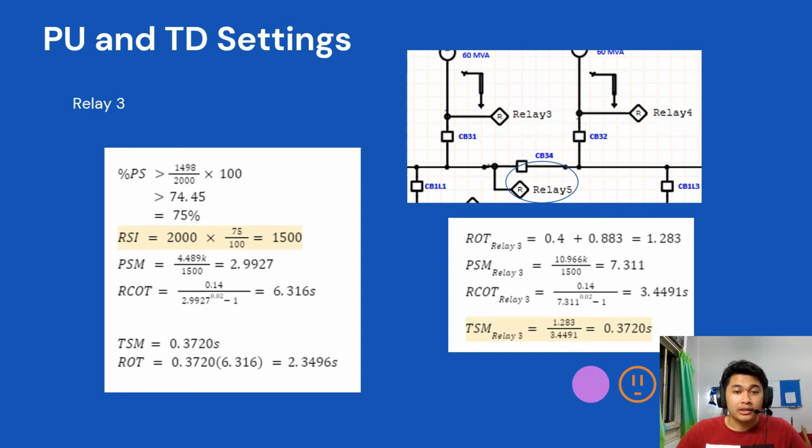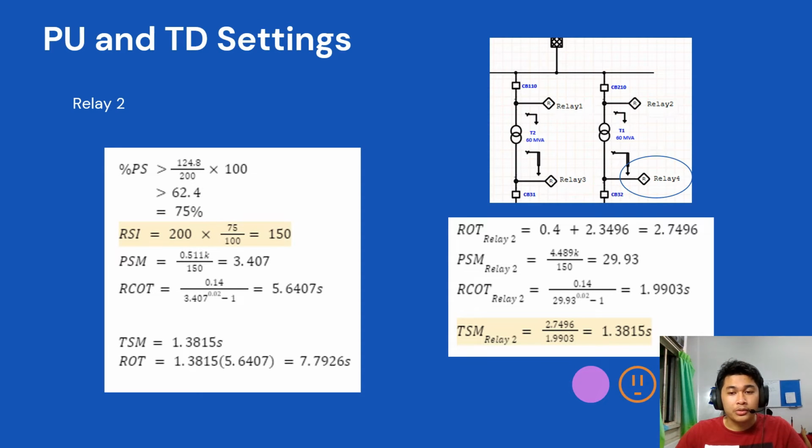Okay, for relay 3, we get the RSI value and the TSM value similarly to relay 4, because both relays depend on relay 5. That's why we got the same TSM value and the RSI value.